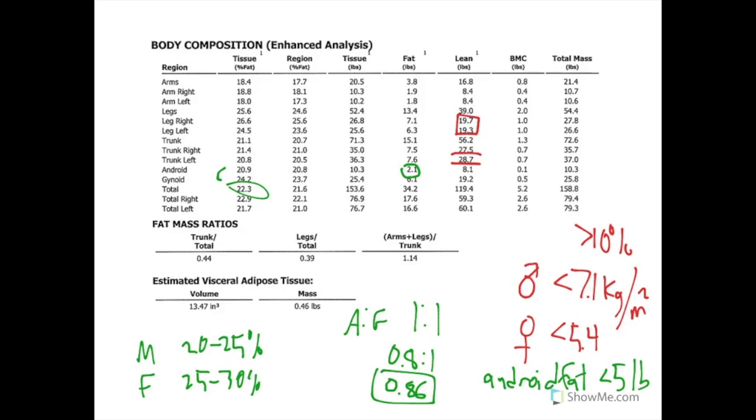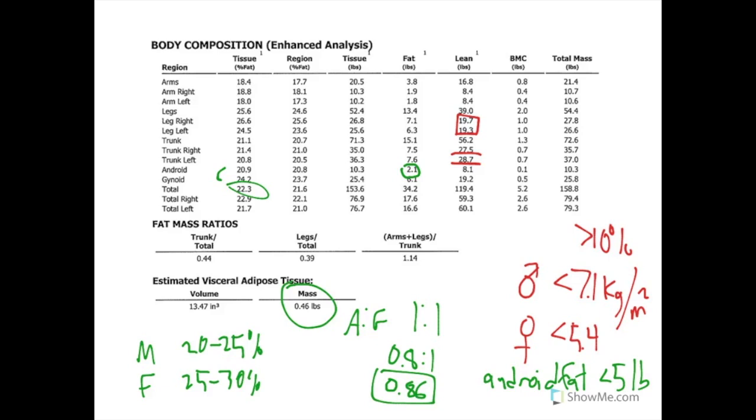And finally, and in some circles perhaps most importantly, is the estimated visceral adipose tissue. The goal visceral fat, actually in ideal situations, would be less than 1 pound, and you could see that down here, very easily listed here. We are at 0.46, so we're doing okay there.